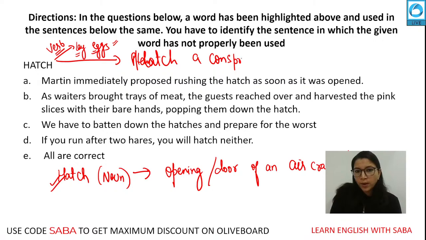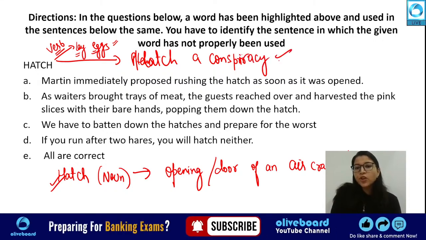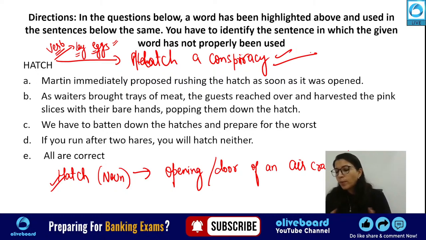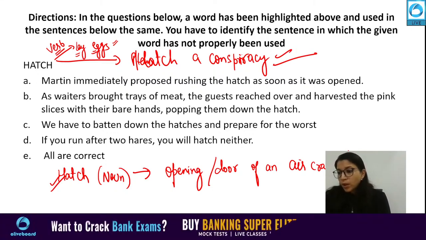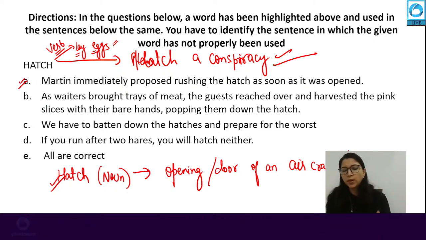Of course, the question will be tricky. Hatch a conspiracy, okay? That is also a very common usage of the word hatch. Hatch a conspiracy, we use. Clear to everyone? Now tell me, is the usage of hatch in this sentence correct or incorrect?